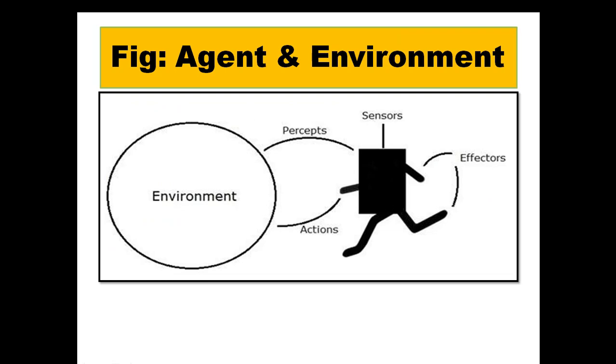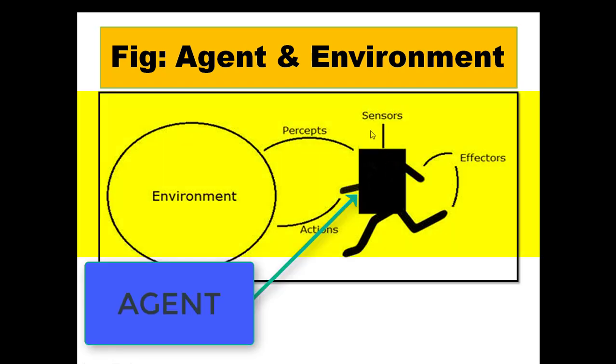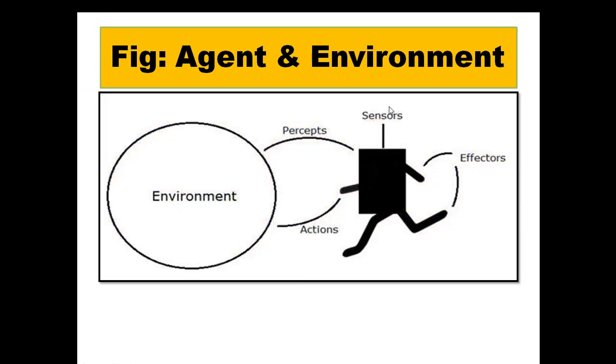Now look at this figure, then it will be more clear to you. This is the figure for agent and environment. You'll see this is the environment and this is the agent. So from the environment, the agent perceives information, and this is happening through sensors. So sensors perceive from the environment, and when this perception is done, these effectors will help the agent to act upon that environment. So through these effectors, agents are performing some actions upon that environment. Clear?